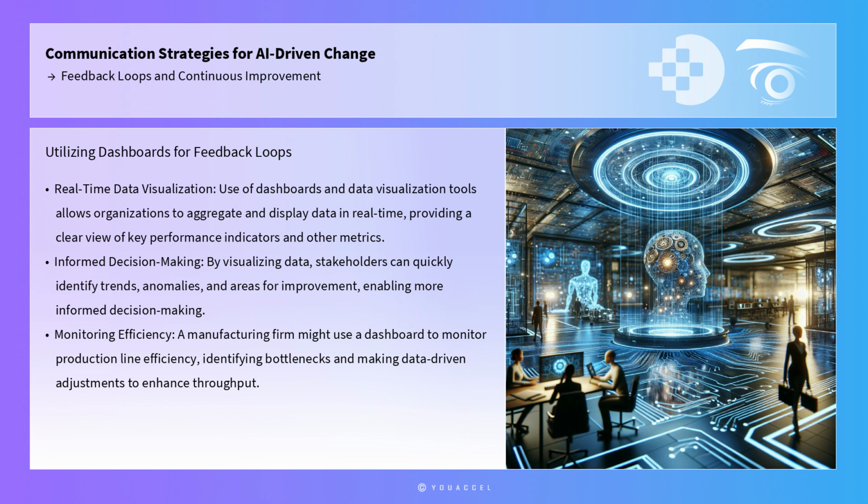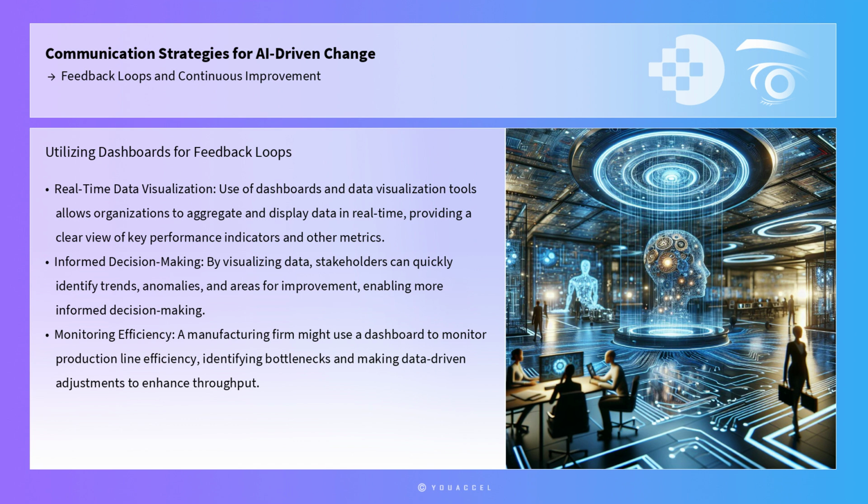One practical tool for facilitating feedback loops is the use of dashboards and data visualization tools. These platforms, such as Tableau or Power BI, allow organizations to aggregate and display data in real time, providing a clear view of key performance indicators and other metrics. By visualizing data, stakeholders can quickly identify trends, anomalies, and areas for improvement, enabling more informed decision-making. For example, a manufacturing firm might use a dashboard to monitor production line efficiency, identifying bottlenecks, and making data-driven adjustments to enhance throughput.